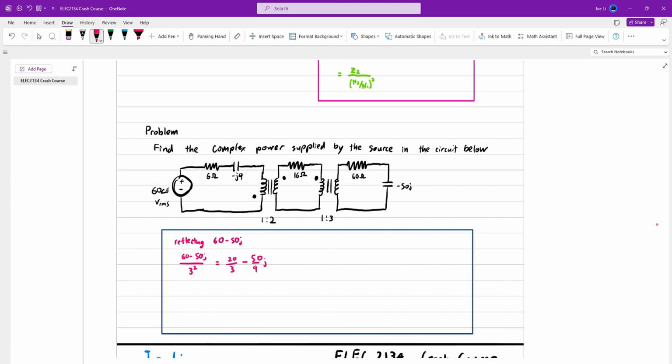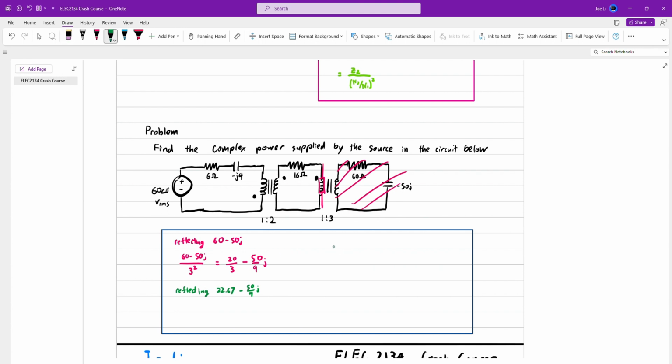Now let me quickly draw the illustration. We can just delete this part, and this new load is this one. Now add 16 to that. I'm going to change the color. Now we reflect this whole circuit into this part. 20 on 3 plus 16 is going to be 22.67, so 22.67 minus 50 on 9J.